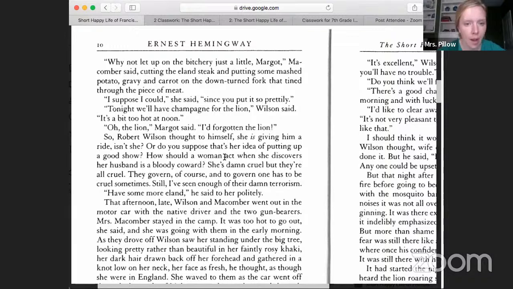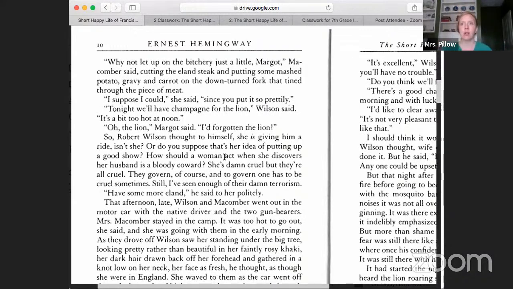I'd forgotten the lion. So, Robert Wilson thought to himself, she is giving him a ride, isn't she? Or do you suppose that's her idea of putting up a good show? How should a woman act when she discovers her husband is a bloody coward? She's damn cruel, but they're all cruel. They govern, of course, and to govern, one has to be cruel sometimes. Still, I've seen enough of their damn terrorism.